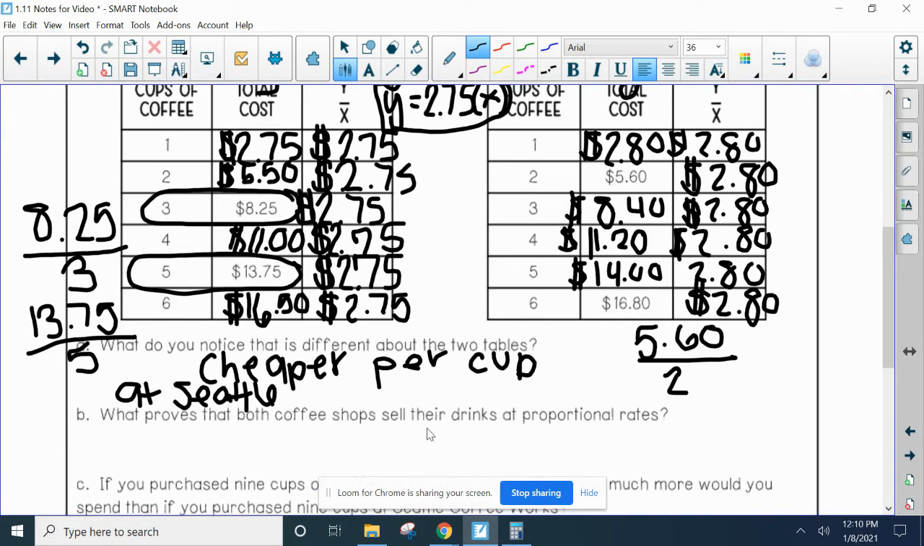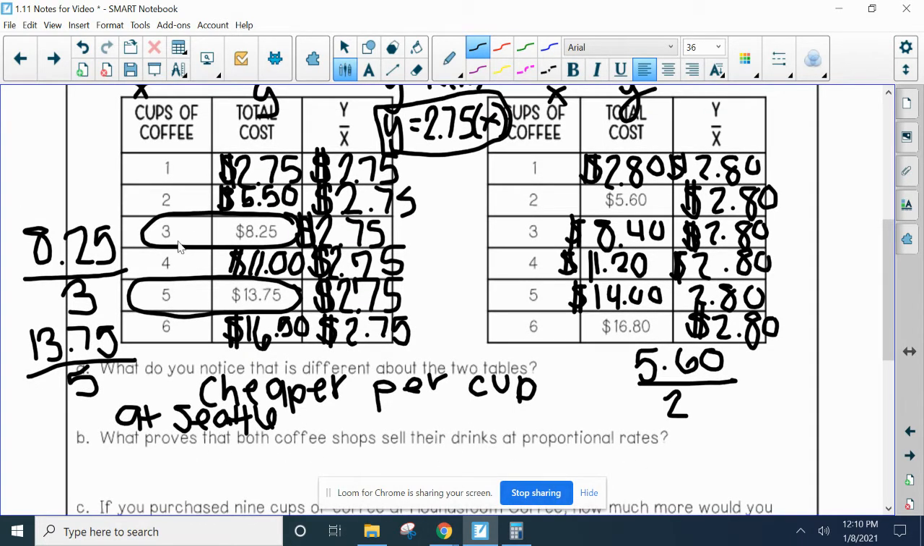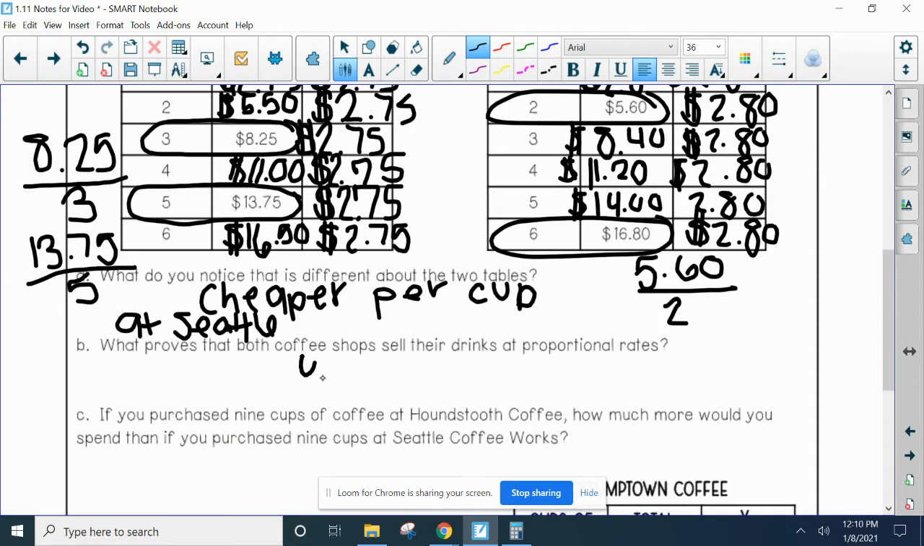So what proves that both coffee shops sell their drinks at proportional rates? Well, we had 2 pieces of data, and we did our division for both of these to determine that yes, indeed, that y over x, or our k, our constant of proportionality, was the same every time we changed our cup. For the 2 pieces of information, we checked it twice. For 2 cups and 6 cups and 3 cups and 5 cups, our constant of proportionality is the same as cups increase.